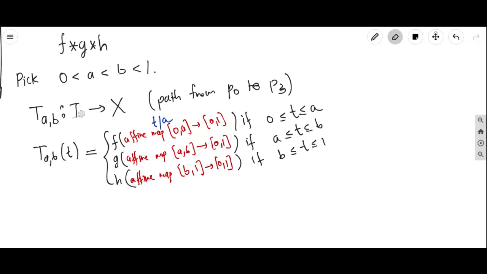And this is a path from P0 to P3 because you start at F, you finish at H. So you go from this one to this one, and this is continuous because the places where each of these, when properly rescaled, start and end, they all agree at the overlaps on the interval. So this is going to be a continuous mapping from the interval into X. This is the way you define the triple product.